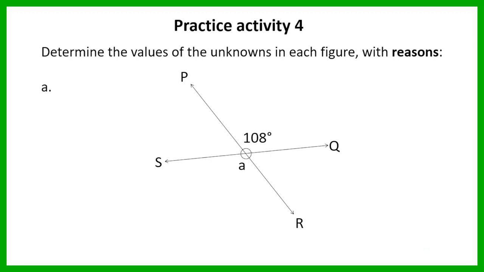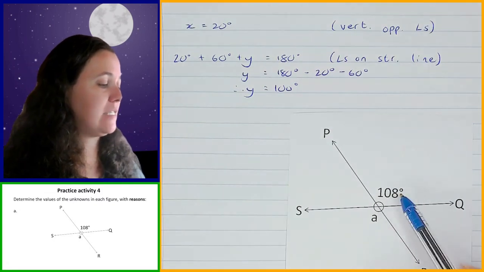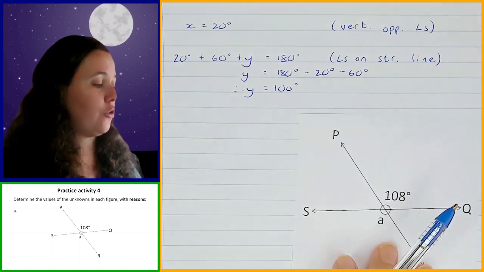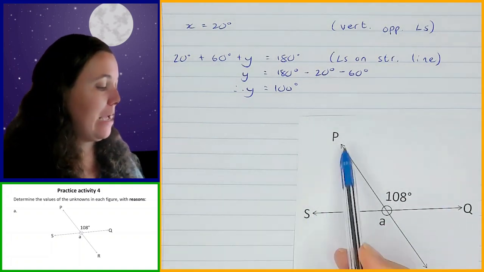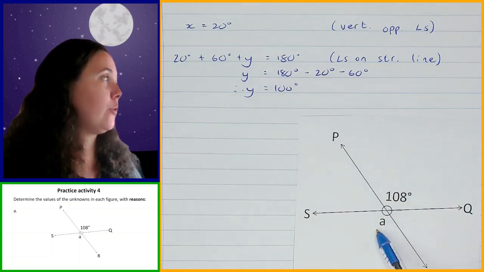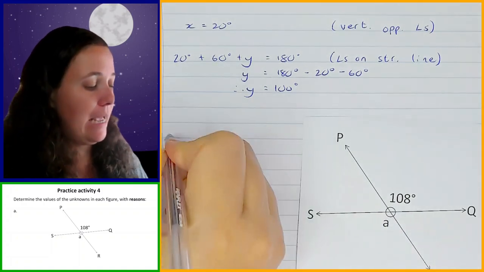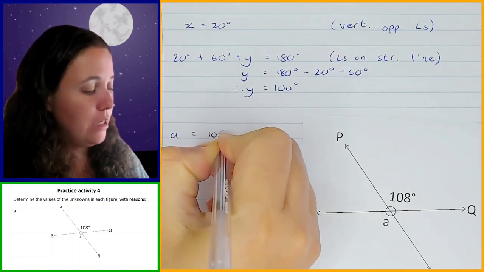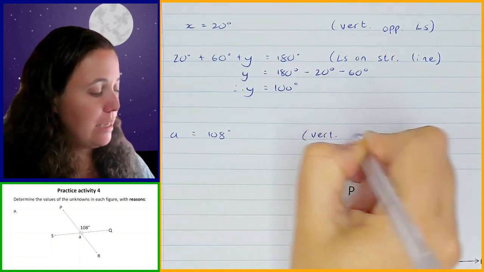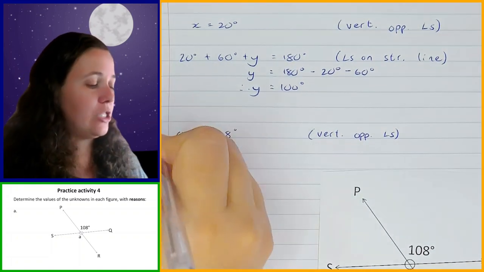Okay, so let's see how you did with that example. This was nice and simple. All you had to do was take the two angles that are vertically opposite each other and say that they're equal to each other. Where I have PR intersecting with SQ, I've got vertically opposite angles. They are these angles over here, 108 degrees and A. So I can say A is equal to 108 degrees, and my reason for that is vertically opposite angles. So that's all you have to do for question A.